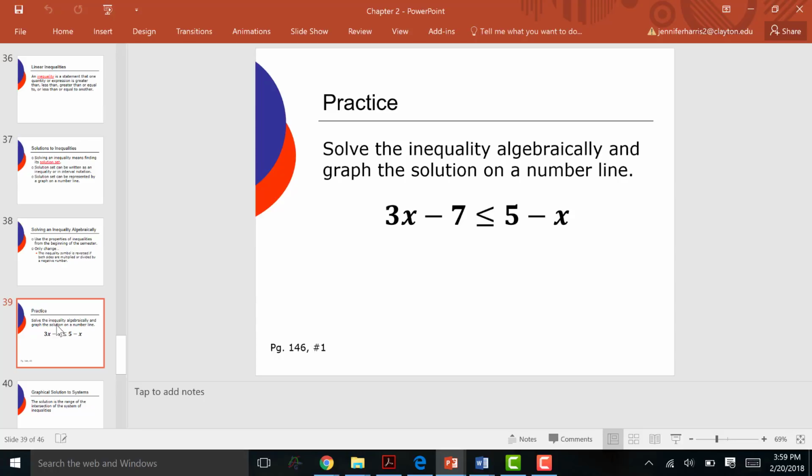Add 7 on both sides. So now the 7 and negative 7 are going to cancel. On the left side, I've got 4x is less than or equal to 12. Do I have x by itself yet? Divide both sides by 4. X is less than or equal to 3. Now you have just solved that inequality. The solution is x less than or equal to 3.